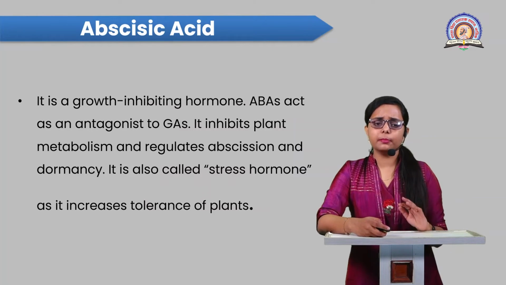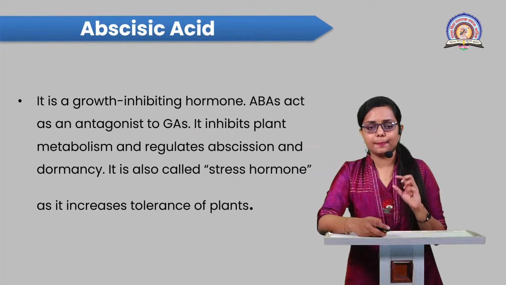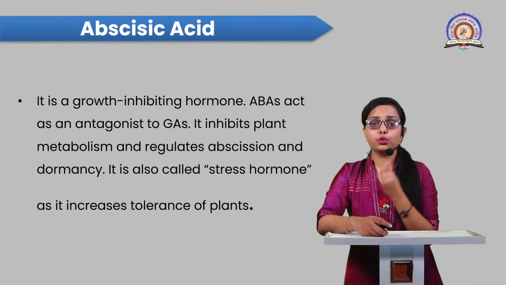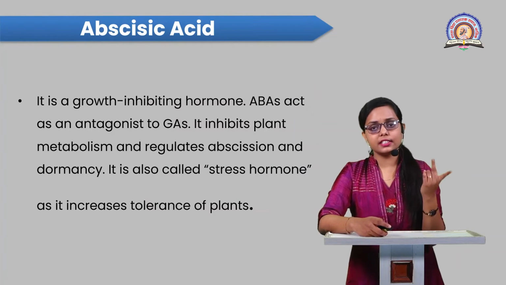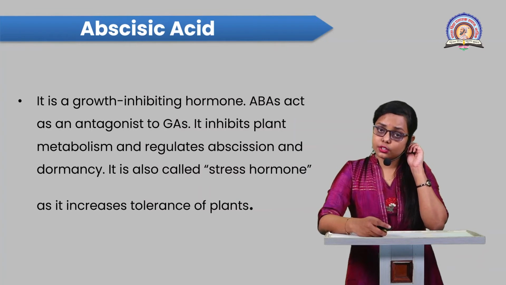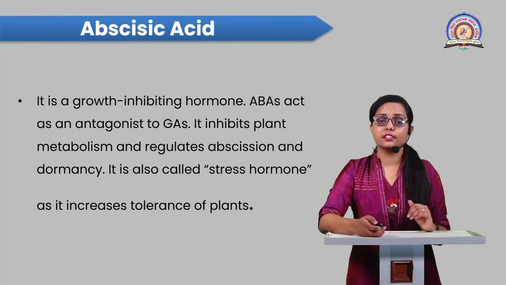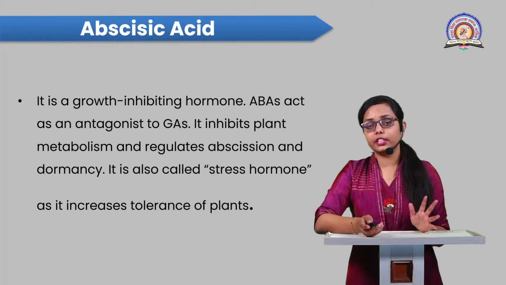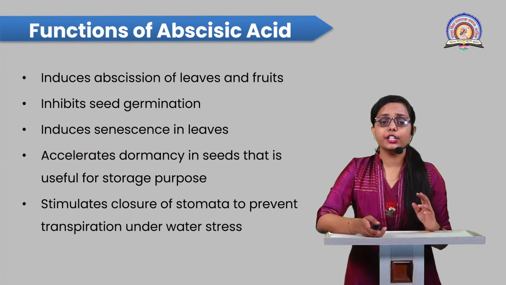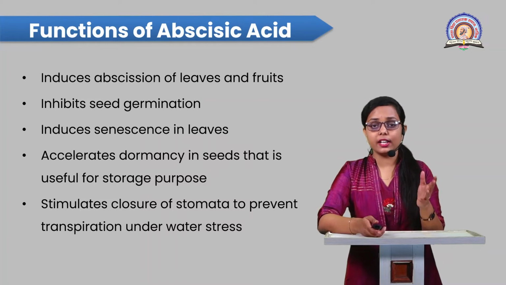So it inhibits plant metabolism and regulates abscission. Abscission, as it removes parts of the plant, is involved in leaf fall and fruit fall. Abscisic acid and ethylene are together involved in this. It increases tolerance of the plant, tolerance against several diseases and abiotic stresses also. So what are its functions? It induces abscission of leaves and fruit. Why does it do so?